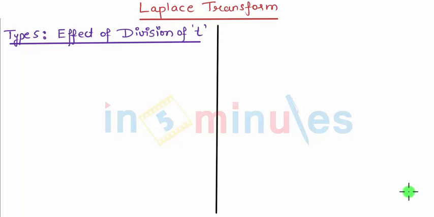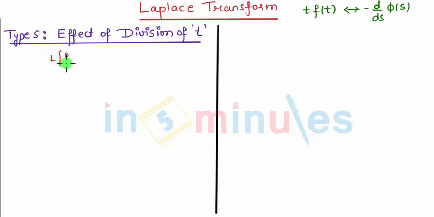So students, we will be starting with type 5, effect of division by t. Now, we had discussed in type 4, when t is multiplied to f of t, then we differentiate, minus d by ds of phi of s. So when t was multiplied, we differentiate. So it is obvious when t is divided, we need to integrate.